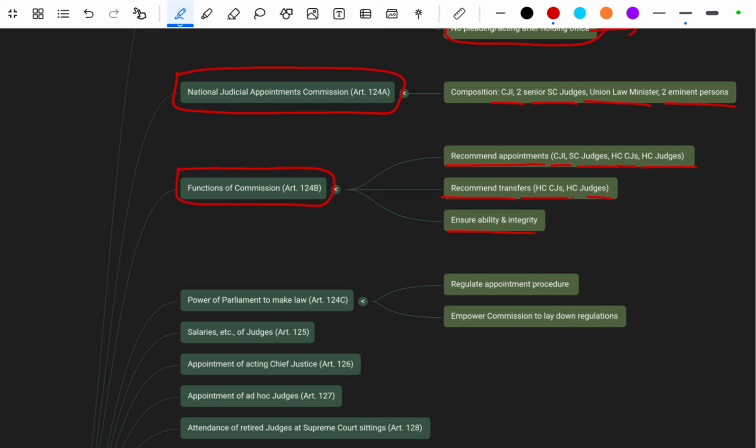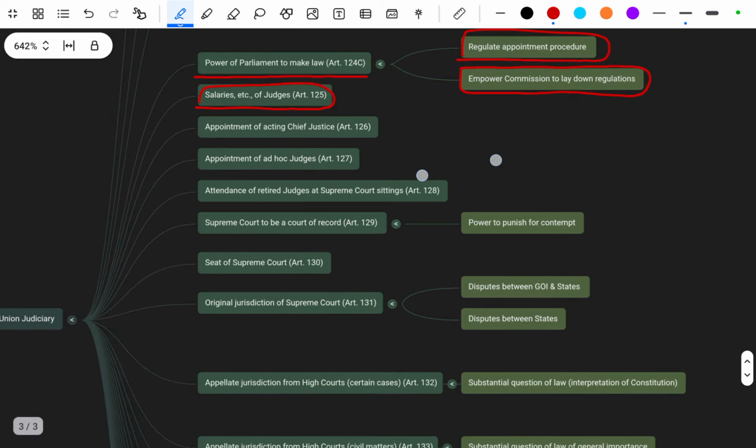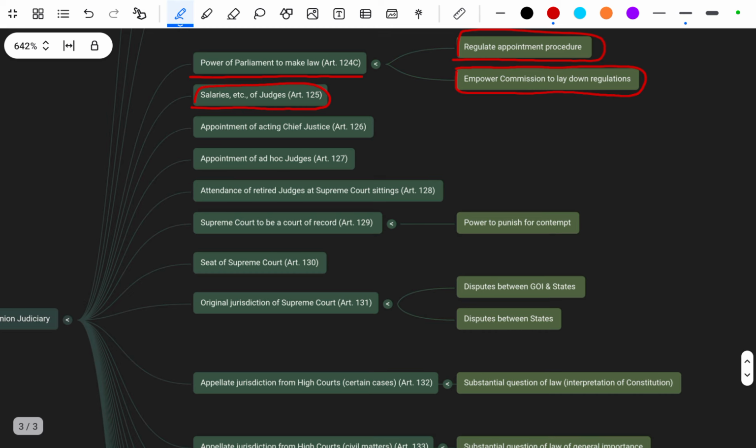Ensure ability and integrity. Next is the power of Parliament to make laws under Article 124C, that is, to regulate the appointment procedure and empower the commission to lay down regulations. Next are the salaries etc. of the judges, salaries and allowances, mentioned under Article 125. Appointment of the acting Chief Justice is mentioned under Article 126. Then appointment of ad hoc judges is under Article 127.